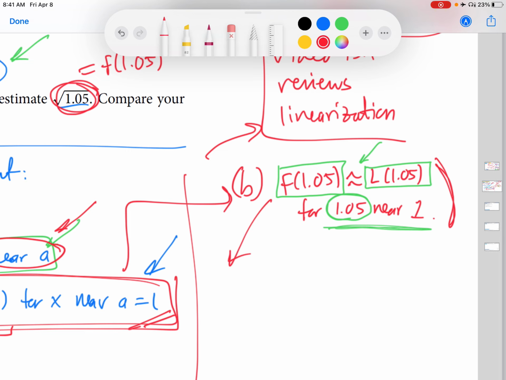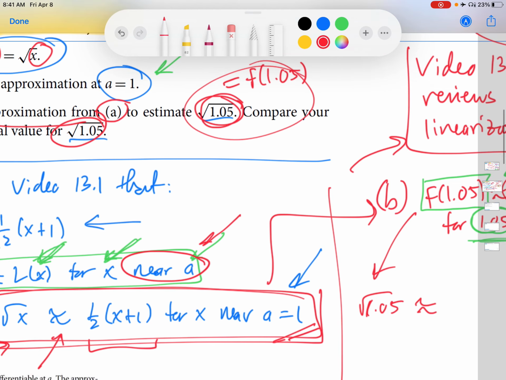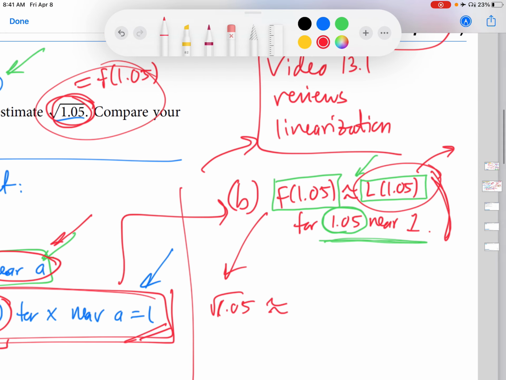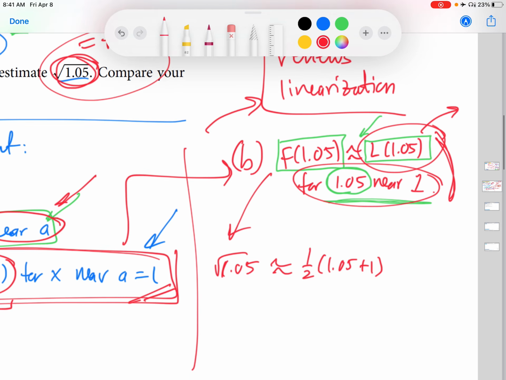We now can then unpack what each side of this approximation is. F of 1.05, like we set up here, is square root of 1.05. Great. Approximately L of 1.05, well, L of x is this. So I'm just going to substitute in 1.05 into this function. And then, I don't need to keep writing for x near a because 1.05 we already know is near 1. So I'm going to just then work out what this is over here.